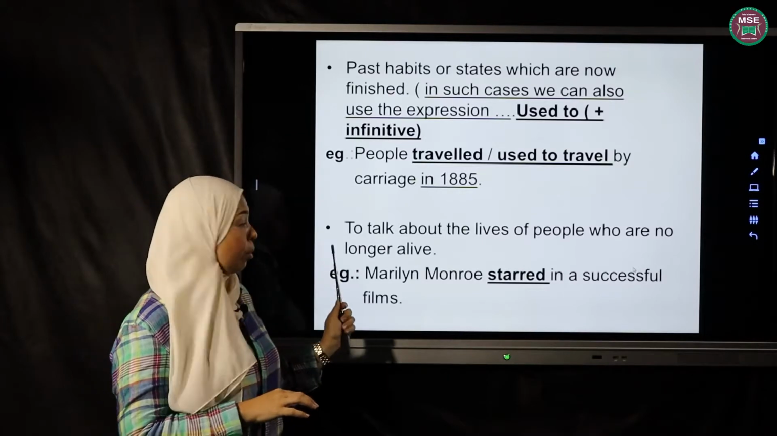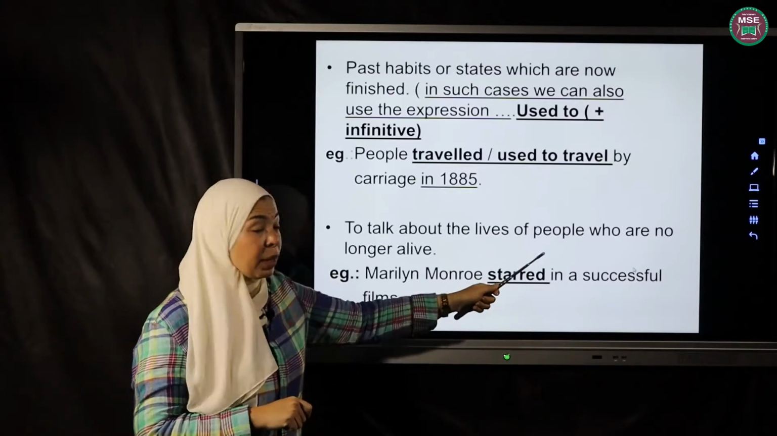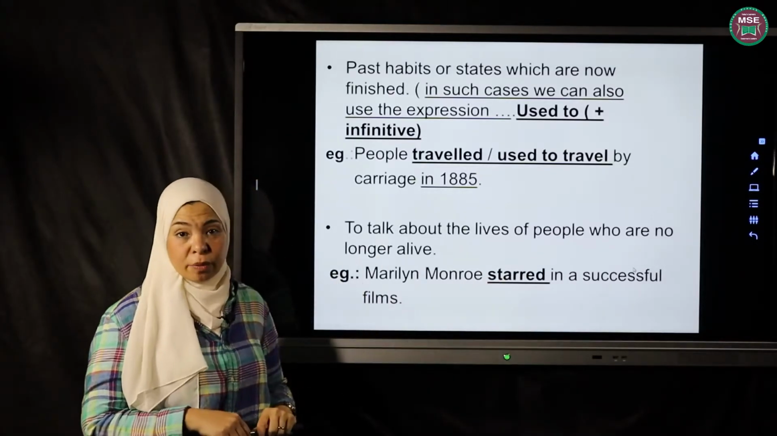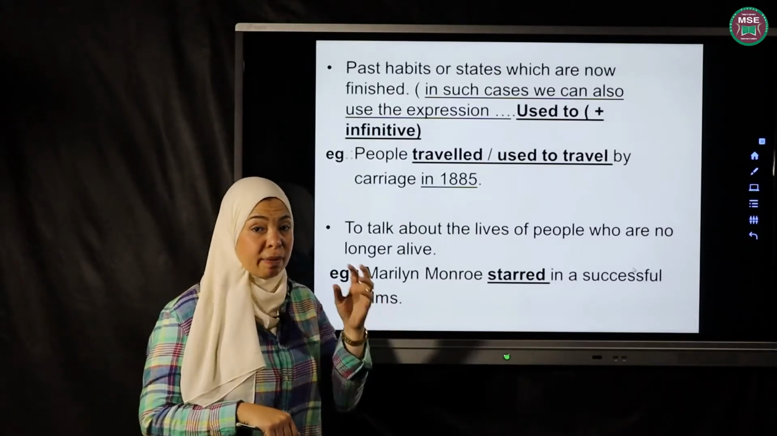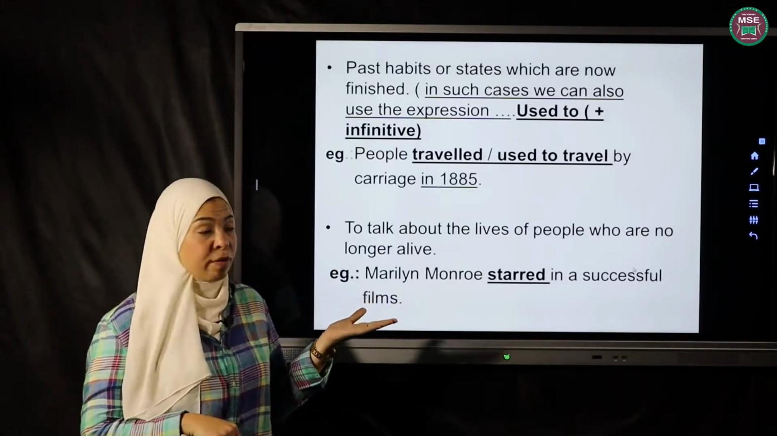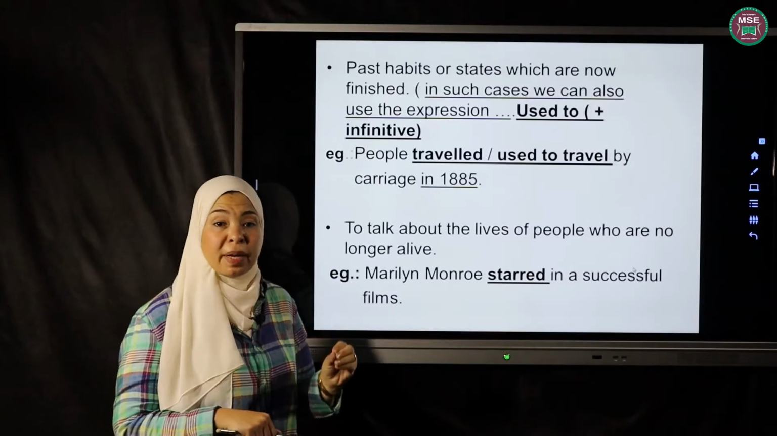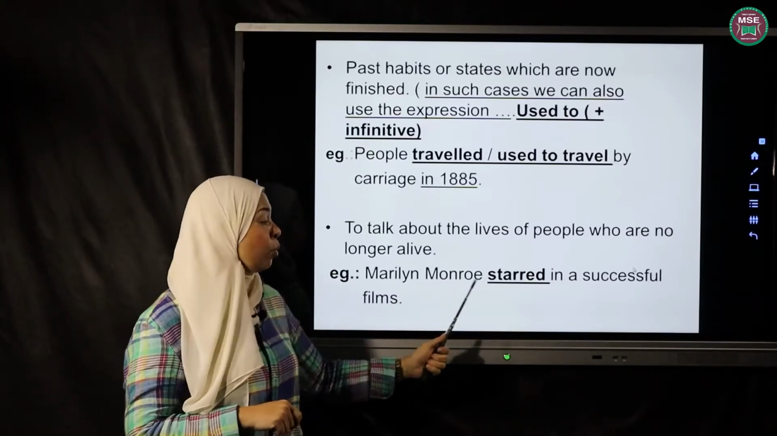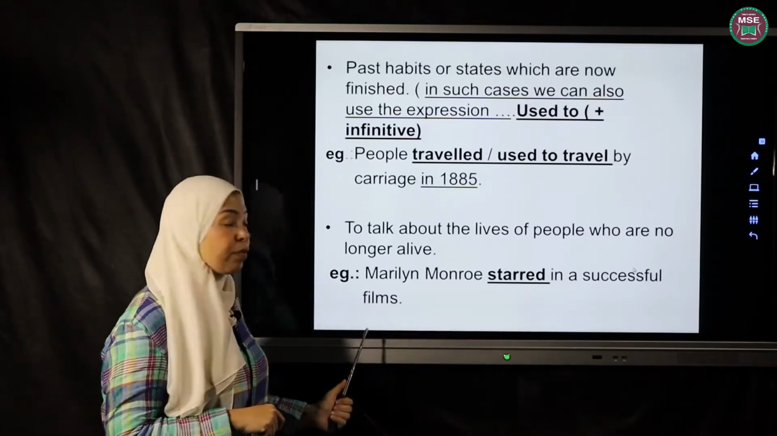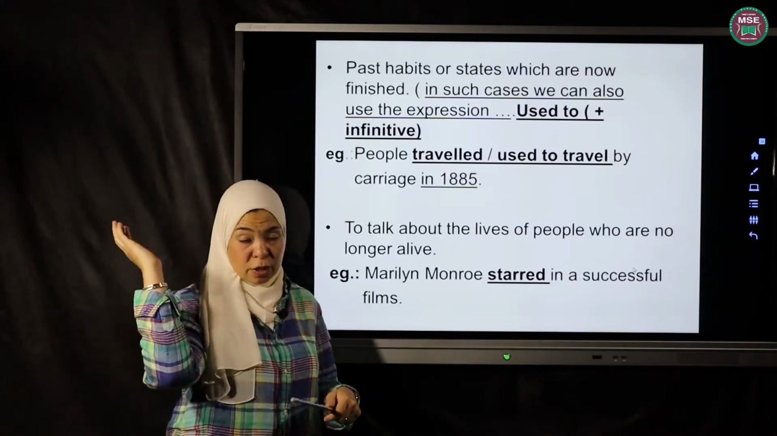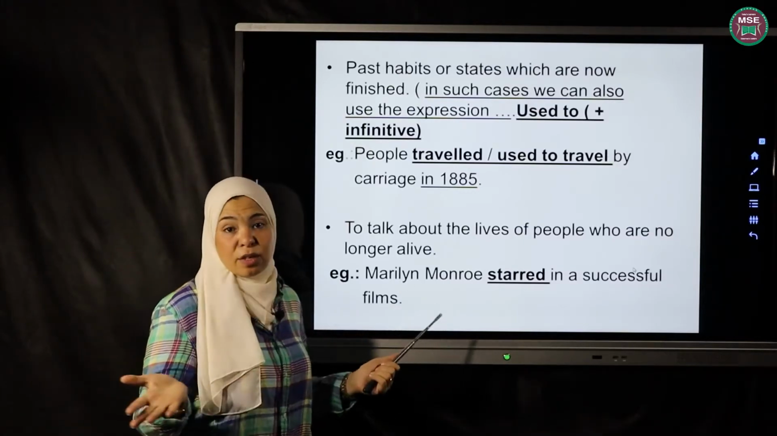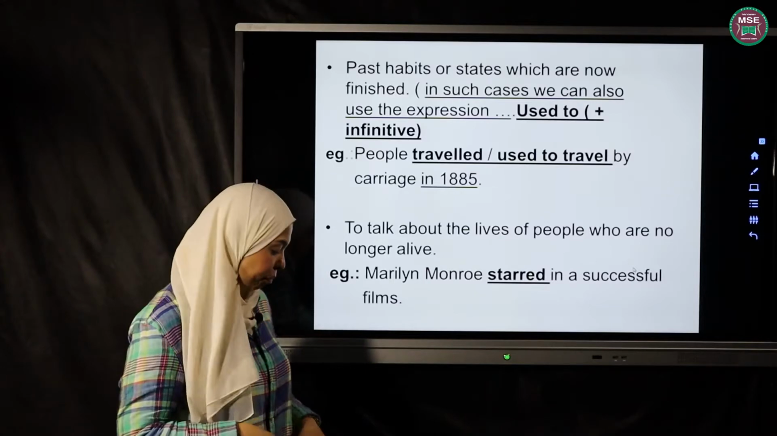The last point here, number 4, we talk about the lives of people who are no longer alive. If we are going to talk about somebody who is no longer alive, he's dead, I should use the past simple form. Marilyn Monroe starred in successful films. She starred, this was in the past because nowadays she's not alive, she died. Okay?